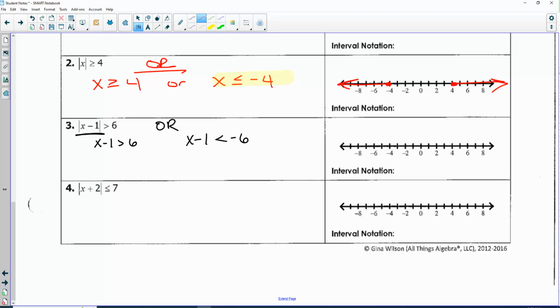Alright, so now we solve these. So we have 2 to solve, just like we were looking at yesterday. So we get x is greater than 7. This one, if I add 1, we get x is less than negative 5.